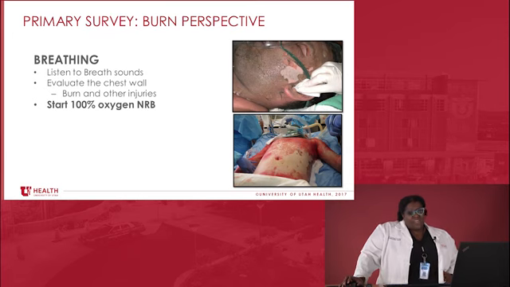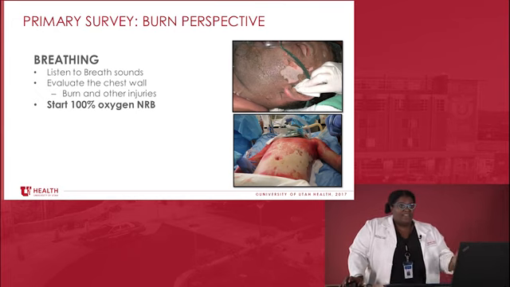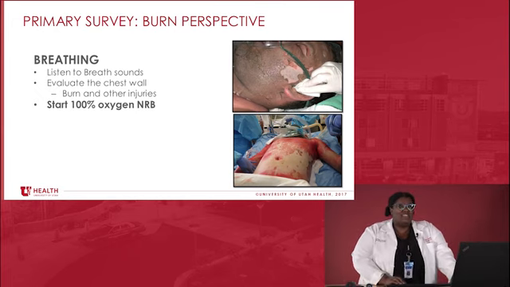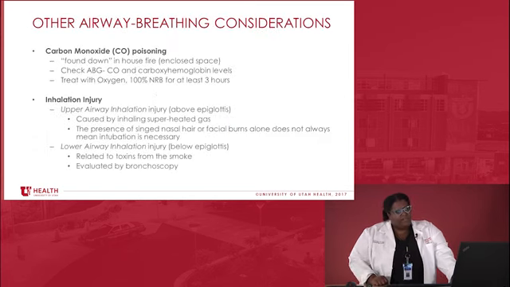But for every burn patient that comes in, just put them on 100% non-rebreather. You may not know the story, but if they do have some level of inhalation injury, by putting the mask on and giving them 100% oxygen, you are actively treating any kind of systemic inhalation injury with carbon monoxide. So there you go, a freebie. You just need to put the oxygen on. So that can sometimes be forgotten, but it's important to recognize.